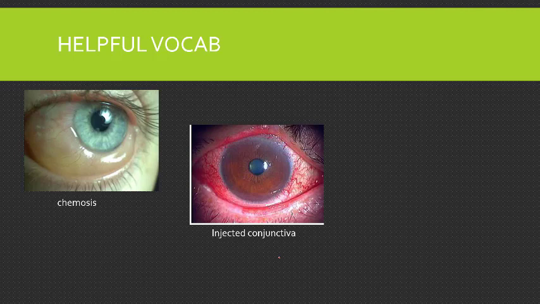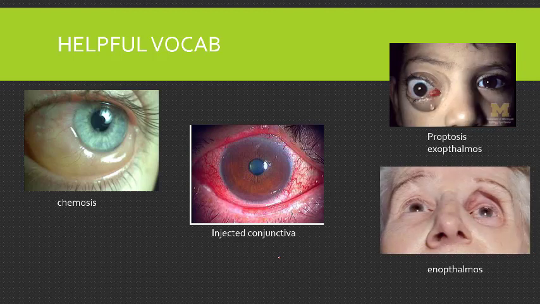The next two are a little bit more convoluted and you have to know a little bit about Latin. Ophthalmos means eye. So exophthalmos: exo means outside, ophthalmos means eye. So this is an eye that's outside where it's supposed to be. So the eye is bulging. We are not going to say bulging on the chart. We're going to say exophthalmos.